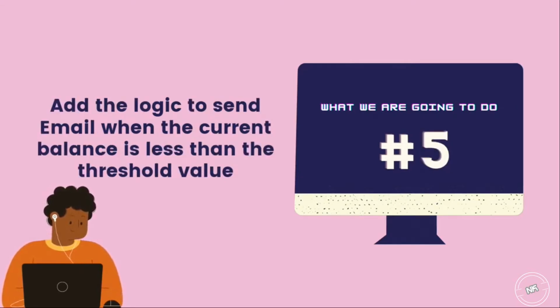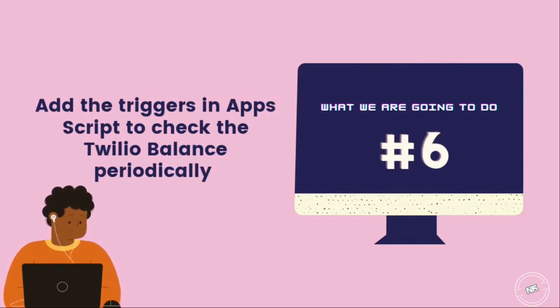Once this part is done, we'll add the logic to check whether the balance has reached the threshold value, that is the value which we are creating. If it has matched the threshold value, we'll try to send an email to the clients or whoever the person we need to send an email to. Once the code logic has been done, we can automate using the triggers provided by Apps Script to run this function periodically. So let's start building our application now.